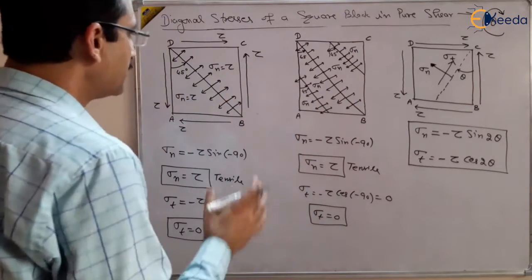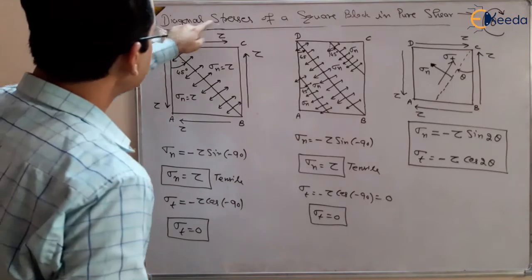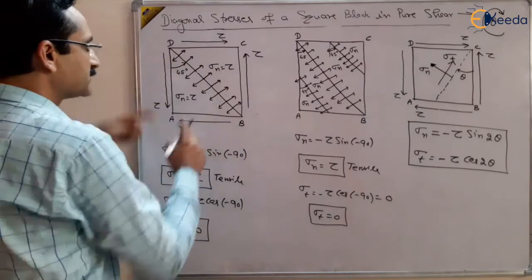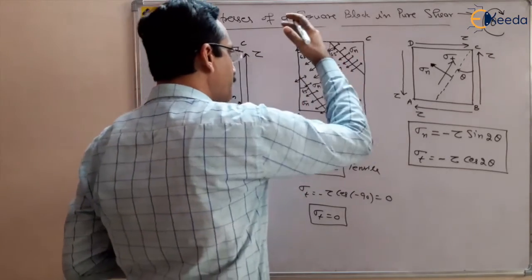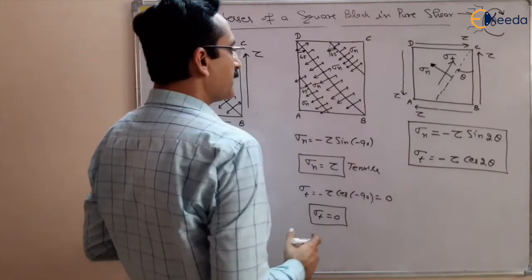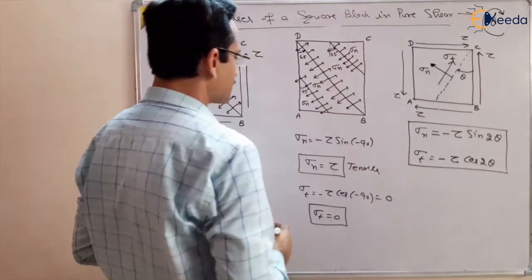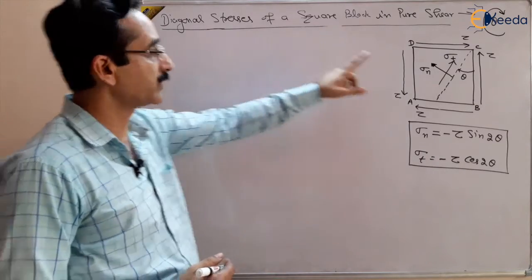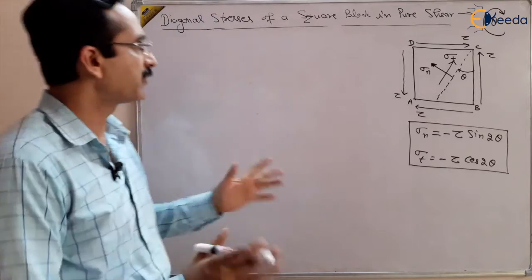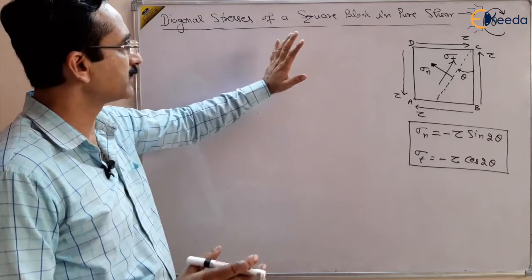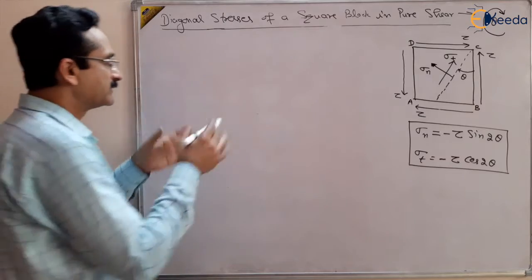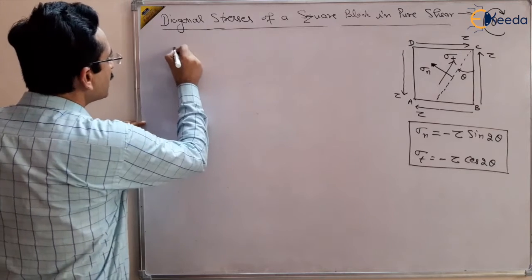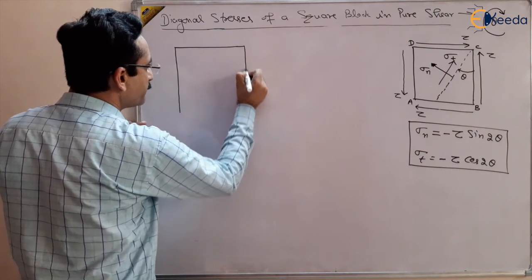So this is the condition on diagonal stresses of a square block in pure shear, and as well as diagonal stresses, we have found out the planes which are parallel to these diagonal planes, the same stresses are getting on these planes. We have found out the stresses on the diagonals of the square block. There are two diagonals and we have found out the stresses on these diagonals, right? Now we are combining these diagonals and we want to see the condition, what is happening here.